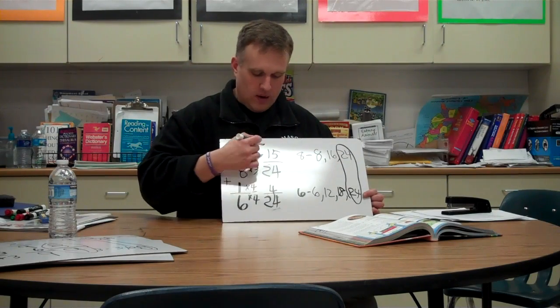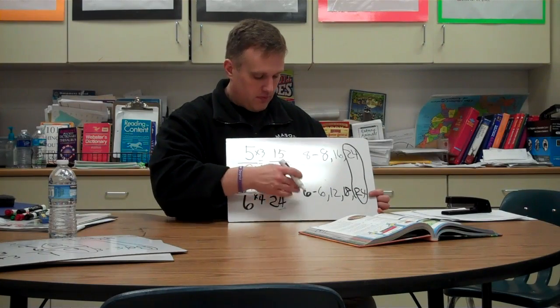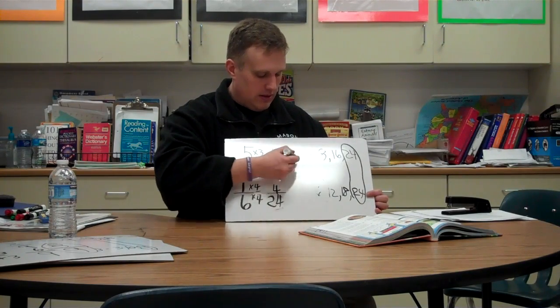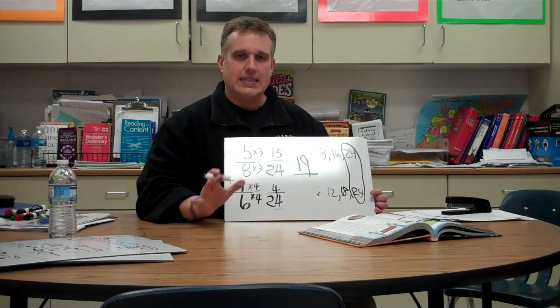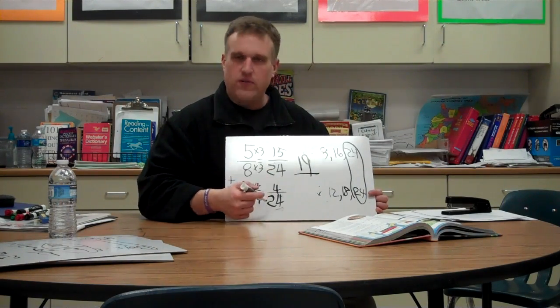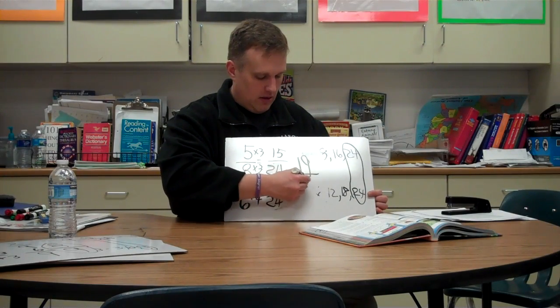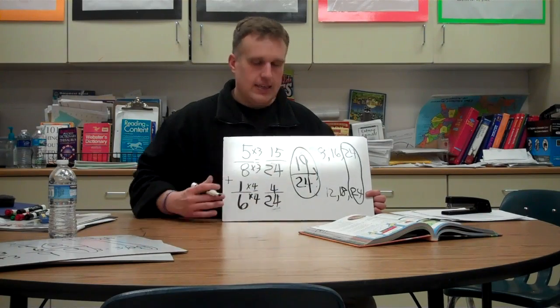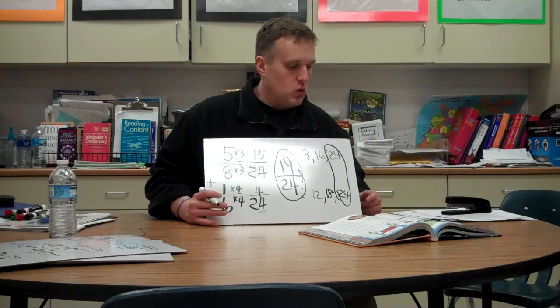Okay, now I'm set. Now all I need to do is finish it by adding. 15 plus 4 is 19. And then my denominator stays the same. Just make sure you do not try to add 24 and 24 and get 48. These stay the same. So my answer is 19/24. Okay? So that is number 12.